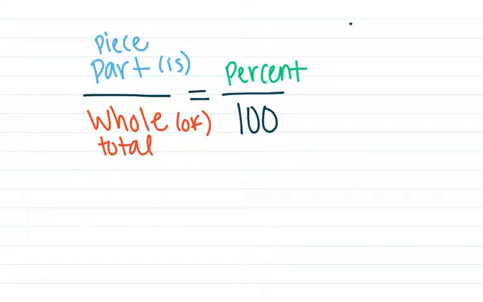Now, on the other side of our equal sign, we are going to have the percent. The percent is going to be really easy to spot because we're going to be looking for a percent sign. And we are going to write that percent as a fraction, and that is why I have this 100 right here on the bottom. The second fraction, the second ratio in our percent proportion, is the percent written as a fraction, meaning we're going to write that percent over 100.